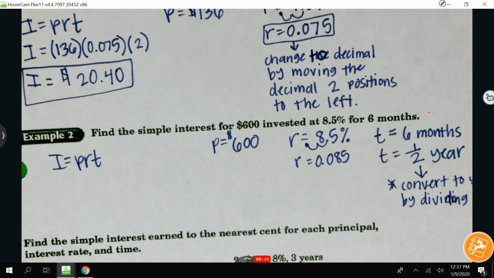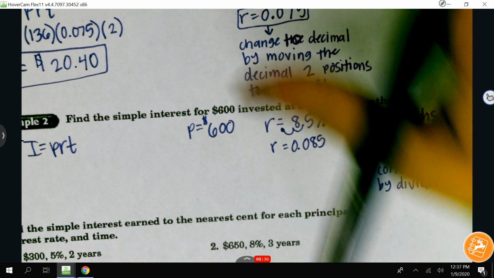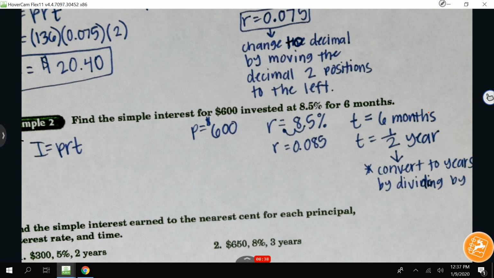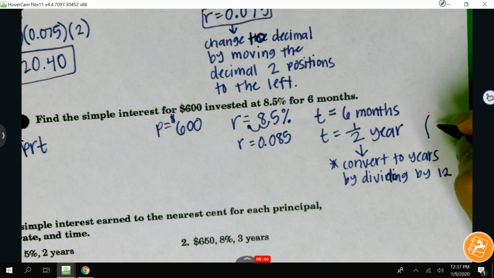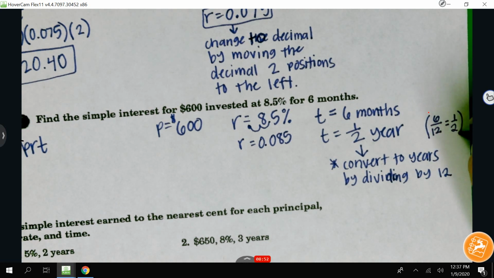So it would be times 1/2. If you want to put over here in parentheses as well how we found half a year, we would have done 6 divided by 12, which simplifies to 1/2. Okay, so that's how we got that 1/2.